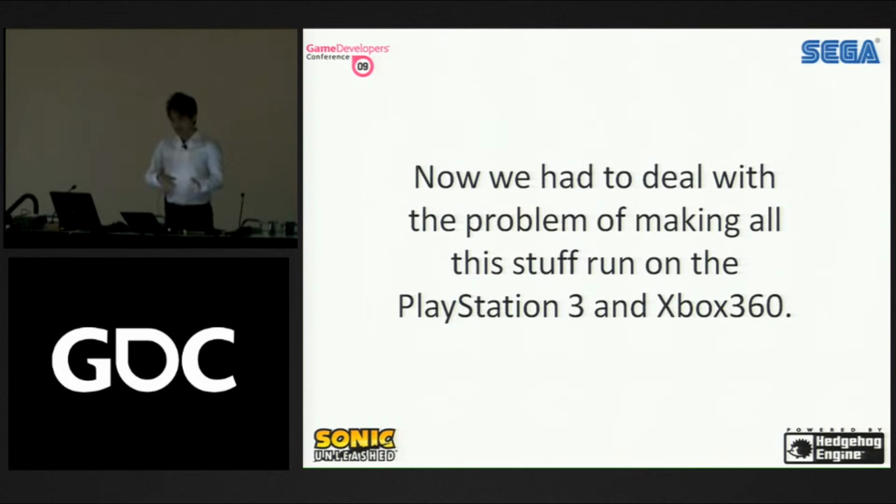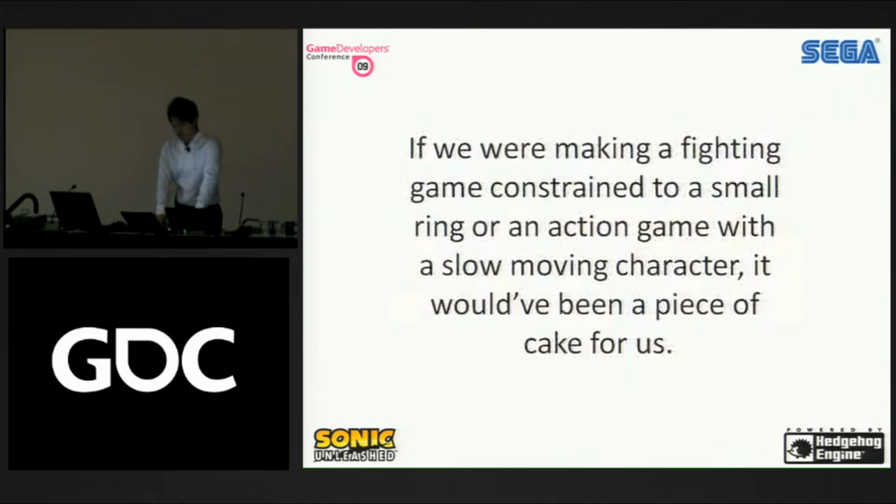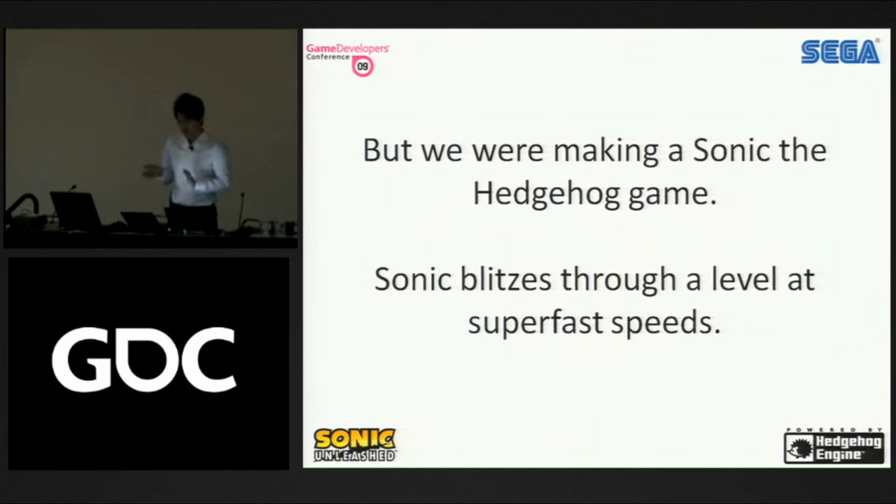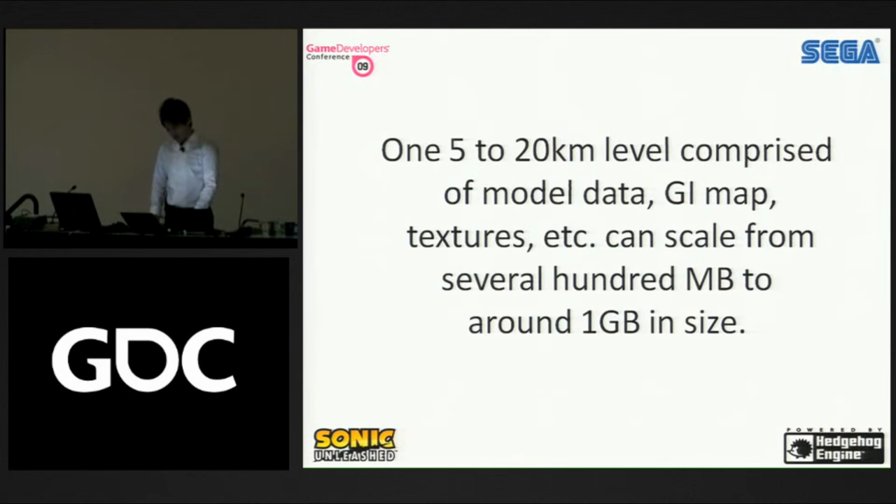In chapter 3, we created more capacity to finish the computation. But now we have to deal with other things. We had to deal with the problem with the new hardware. For example, it's easy to create a small scale game or small action game, but we are making a Sonic the Hedgehog game. We need to create a bigger scale because a character runs very fast.